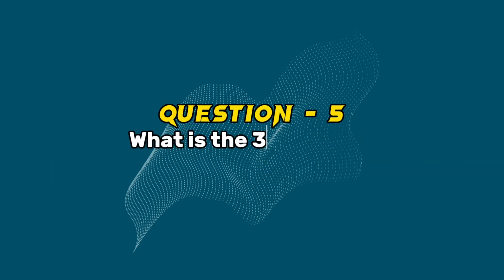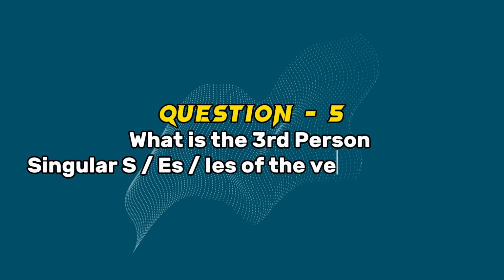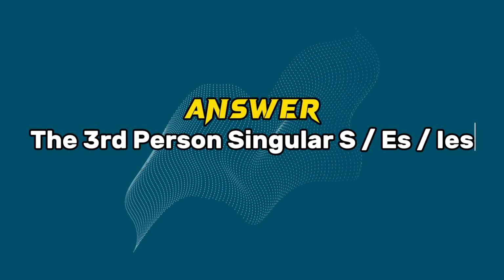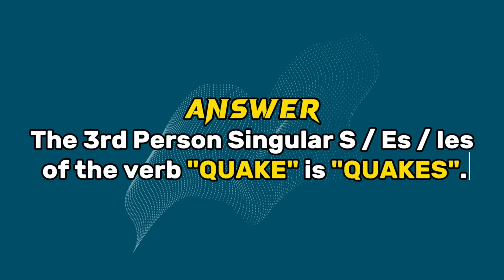Question 5. What is the third person singular S/ES of the verb quake? Answer. The third person singular S/ES of the verb quake is quakes.